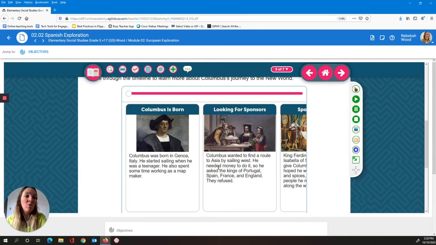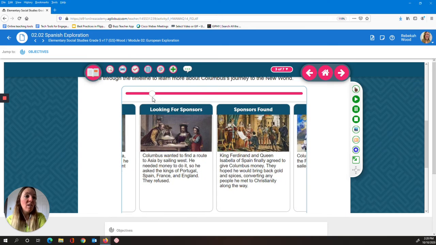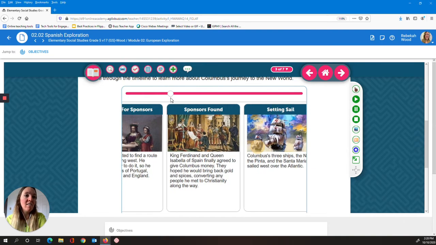He wanted to go to Asia, actually. And so he was able to find sponsors in King Ferdinand and Queen Isabella of Spain. They agreed to give Columbus the money, hoping that he would bring back gold and spices and convert any people that he met to Christianity. So the king and queen said, yeah, this is a good opportunity. We'll pay for you to go if you'll bring back gold and spices and teach Christianity along the way. So they saw benefit in that.